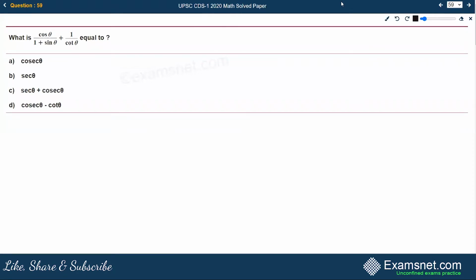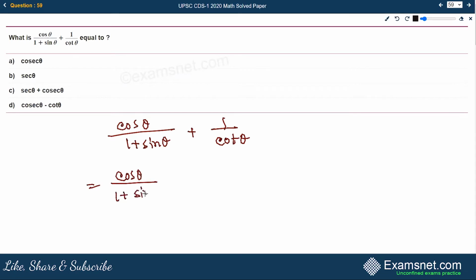In question number 59, we are given, what is the value of cos theta by 1 plus sin theta plus 1 by cot theta. Let me write the given statement, that is cos theta by 1 plus sin theta plus 1 by cot theta. We know cot theta means cos theta by sin theta, right? So it will become sin theta by cos theta.